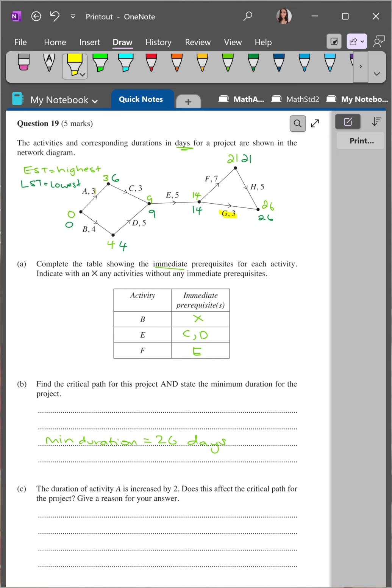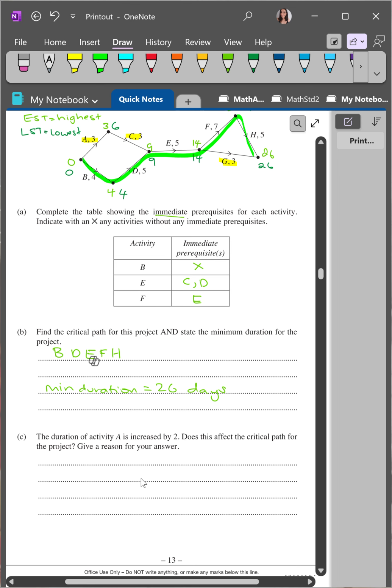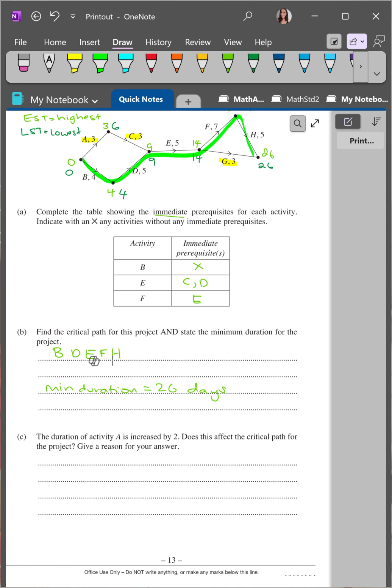So far, we found that A, C, and G are going to have float times, which means that the critical path goes along here. So that means that the critical path is B, D, E, F, and H. Now finally for part C, it says the duration of activity A is increased by 2. Does this affect the critical path for the project, and give a reason for your answer?